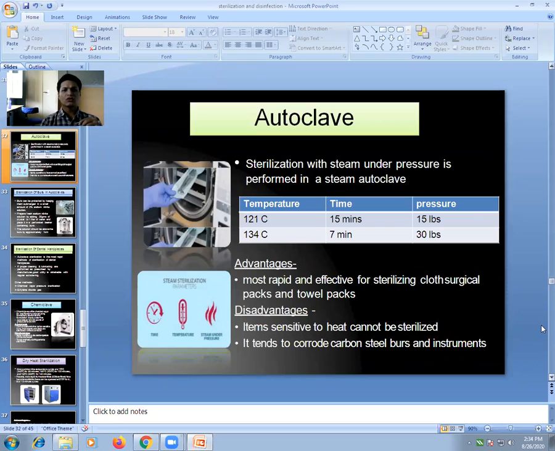The advantages of autoclave are most rapid and effective for sterilizing cloth surgical packs and towel packs. But the items sensitive to heat cannot be sterilized. This is a disadvantage, and it tends to corrode carbon steel burrs and instruments.